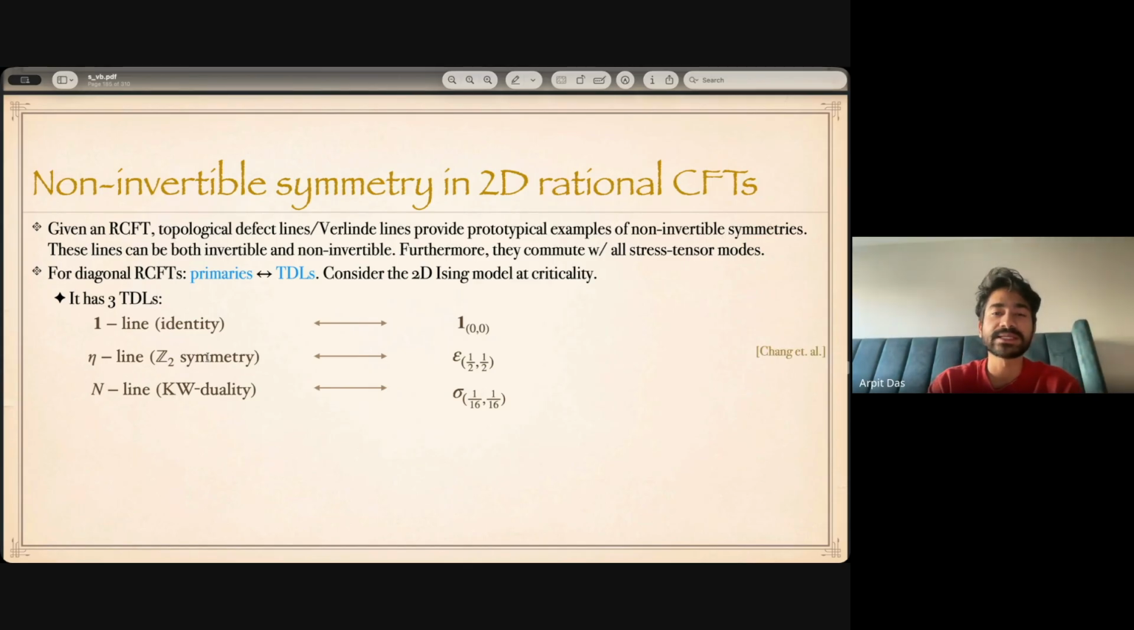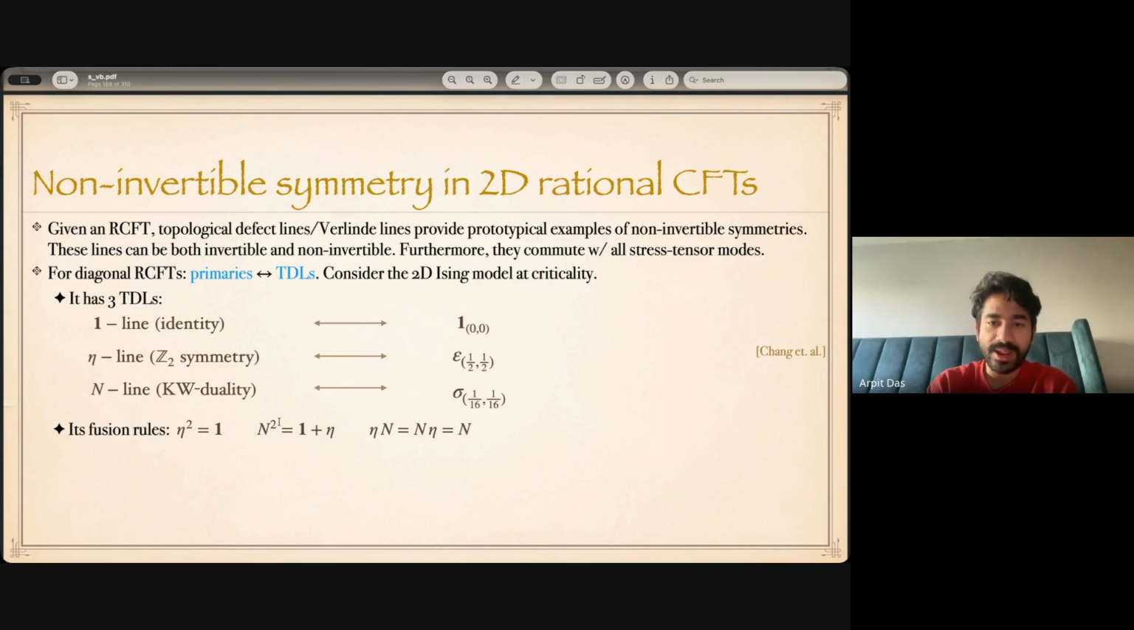However, there is a non-invertible line that comes when you look at the line associated to the spin field. That line is denoted as capital N. And why is it non-invertible? If you write down the OPE coefficient expansion for the N line with itself, you get the identity family and also the Z2 family. You clearly see that because it doesn't square up to identity, this is non-invertible.